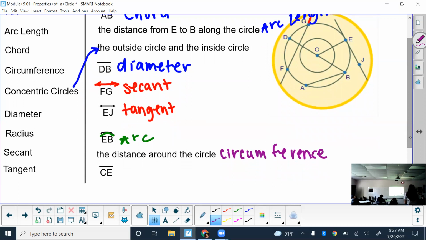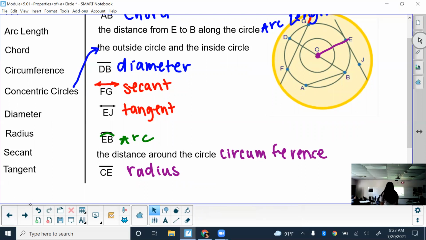And lastly, CE is radius. So radius goes from the center to basically any edge of the circle. It has to start at the center. And it's always half of the diameter. All right, I would use this slide as your model when you do the vocab section of your test. Questions about this?